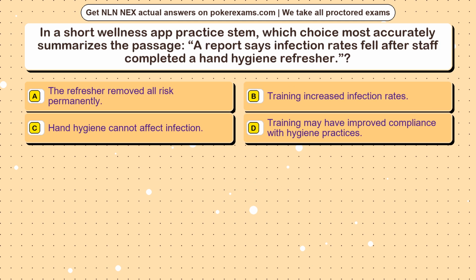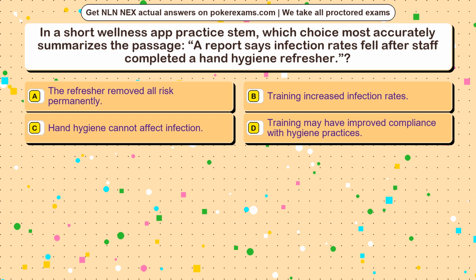Question 14. In a short wellness app practice STEM, which choice most accurately summarizes the passage? A report says infection rates fell after staff completed a hand hygiene refresher. Option A, the refresher removed all risk permanently. Option B, training increased infection rates. Option C, hand hygiene cannot affect infection. Option D, training may have improved compliance with hygiene practices.